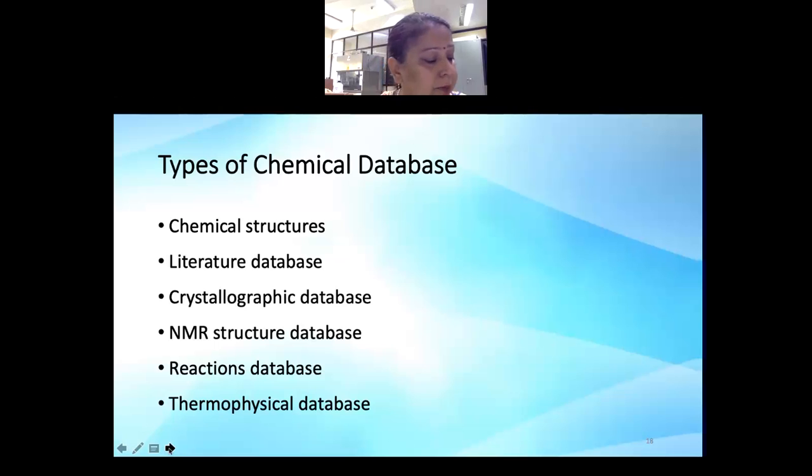So they are primary databases. NMR structure database. Nuclear magnetic resonance spectroscopy is a technique to find out the structure of a particular compound, and experimentalists perform it on every novel molecule that they synthesize or every molecule which is isolated from natural products undergoes NMR spectroscopy to find out its structure.